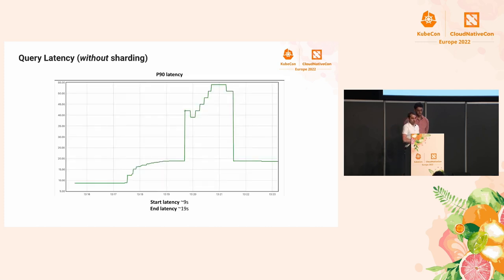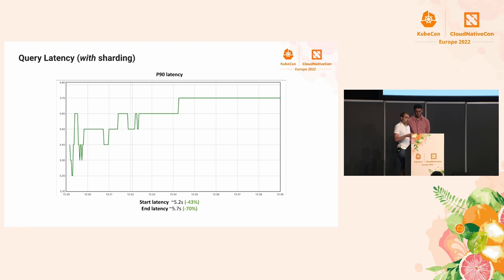So if we jump right into the numbers, this particular graph shows the P90 latency of executing queries over 10 to 15 minutes without sharding. So this is what you get by default in Thanos. We see that at the beginning, the query latency is about 9 seconds. At the end, we end up somewhere around 19 seconds. And in the middle, there's also this big spike where the P90 jumps to about 55 seconds to execute a query. That speaks to the fact that doing more work in a single process over time can destabilize a lot of things in the system.